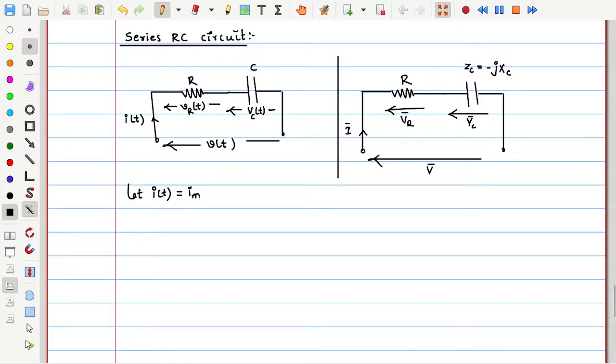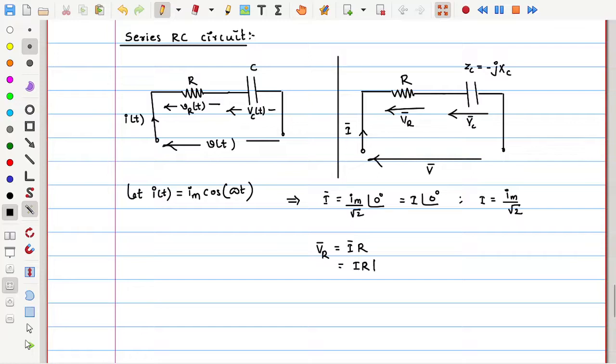So this I will write as Im cos omega t. So immediately I will jump into the phasor domain, that I bar is equal to Im by root 2 at an angle 0, which can be said as I at an angle 0, where what is I? I is the magnitude of the current. Which magnitude? RMS value. So Im by root 2. Now quickly find, using this current, what is the voltage across the resistor? I into R, which is equal to that capital I into R at an angle 0, as like inductor case.